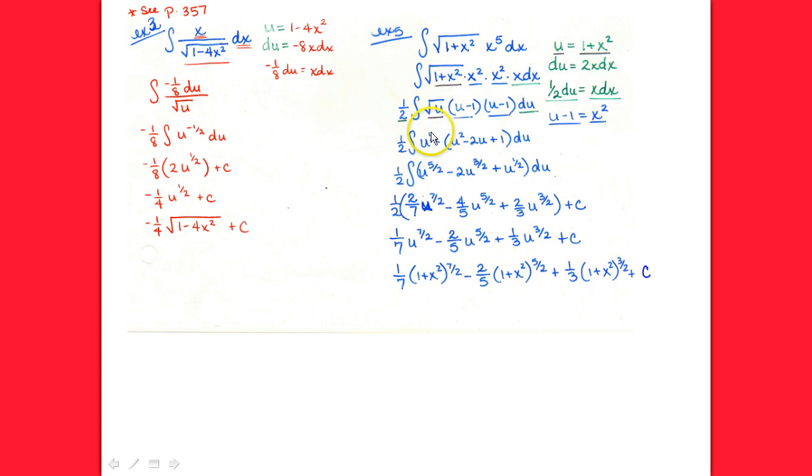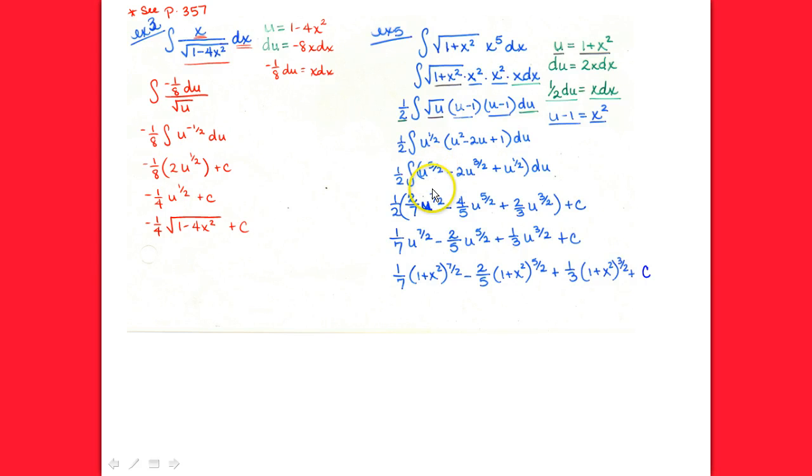Remember that when your bases are the same and you're multiplying, you add your exponents. So I'm going to say 1/2 plus 2, and that would give me 5/2. Same story here, 1/2 plus 1 is going to give me 3/2, and then here u to the 1/2 times 1 would just be u to the 1/2. I have not integrated yet. All I'm doing is just trying to simplify my integrand. So now I'm ready to actually integrate.